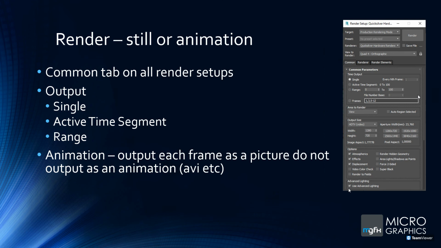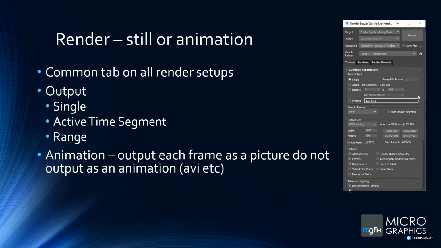Okay, and the last thing I want to talk about is how you do a still or an animation rendering. Each one of these renderers will have a common tab, and in that common tab you can see I've got single, active time segment, range, or frames as well. It'll either take a single shot, or the active time segment: if I've got an animation running through 100 frames, it'll animate all of that. Or range, 0 to 100, or 0 to 50, or 51 to 100.